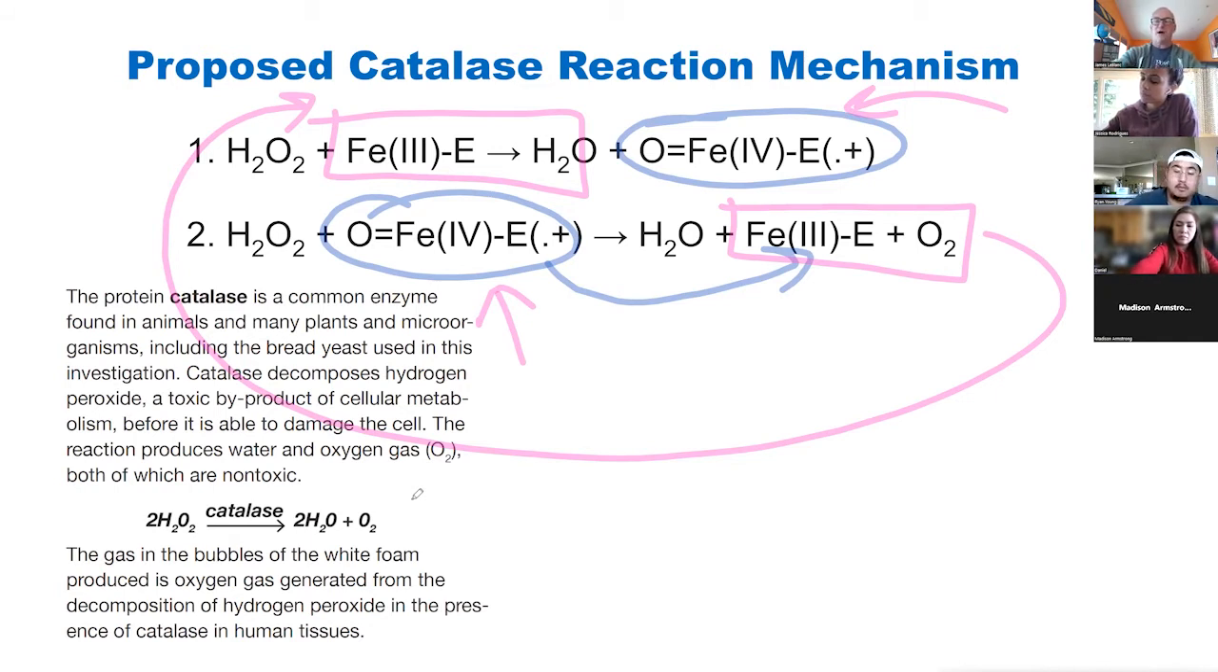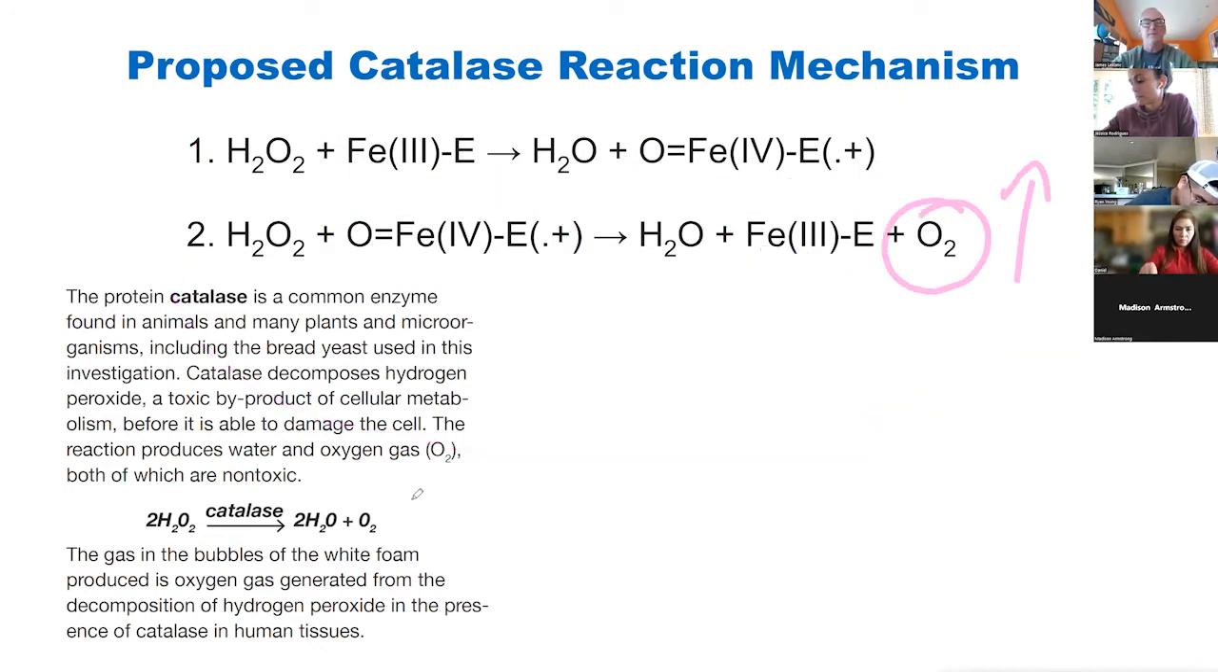So this is the product we're going to be looking for. We're going to be looking for the production of oxygen gas. So notice that what the enzyme actually does is take something that is toxic. Peroxide is extremely reactive, and so you don't want that.